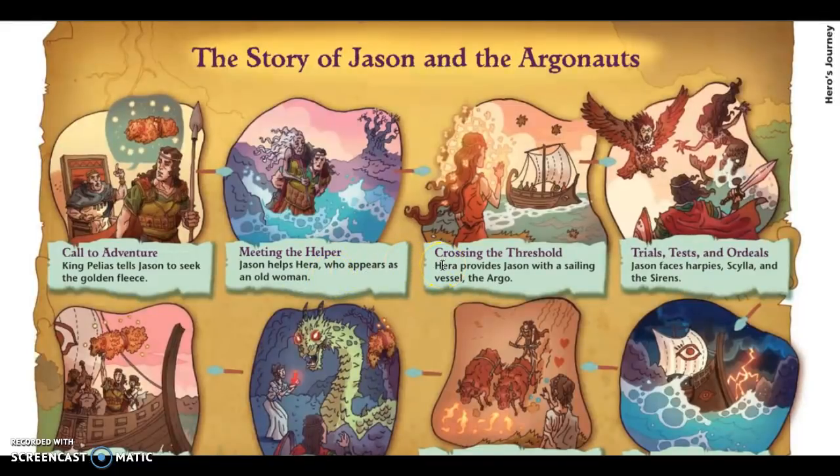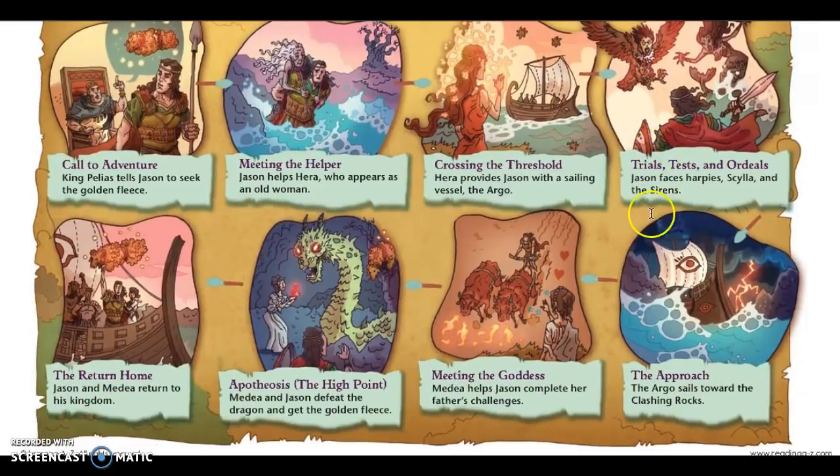Jason crosses the threshold by getting a ship with Hera's help, and crossing the sea is the threshold to a new world where Jason meets trials, tests, and ordeals in the face of harpies, Scylla, and sirens. These are harpies. Next, there's an approach. The Argo, Jason's ship, sails toward the clashing rocks. And at some point, there is a meeting with the goddess.